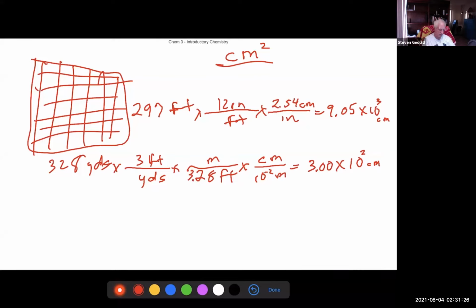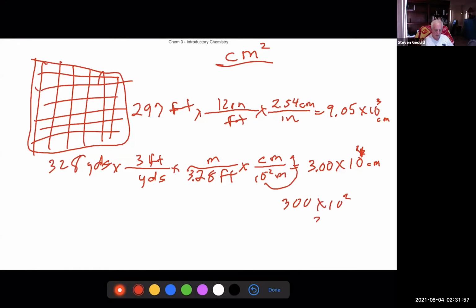So let's just double check the math here. 328 times 3 divided by 3.28 equals 300. Oh, 300 times 10 to the 2. That comes up, so 3.00 times 10 to the 4th. Sorry, I knew it didn't look right. Couldn't have a bigger number there. So the 10 to the 2 comes up. We made this number smaller by 2, make this exponent bigger by 2.